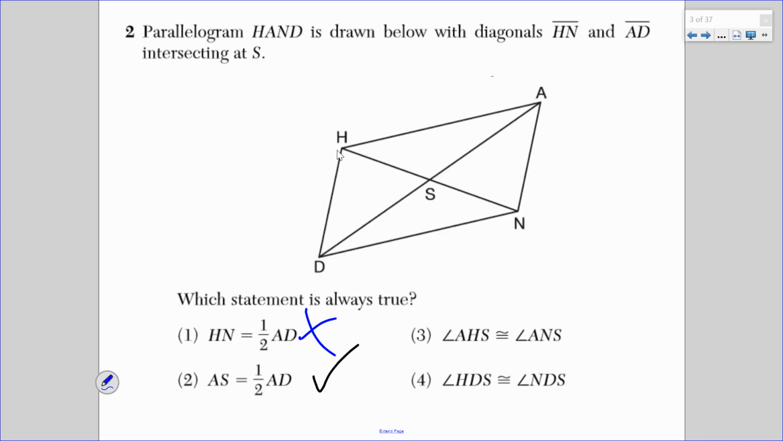I've got angle AHS is congruent to angle AND S. Well, those are not alternate interior angles. They're close to being alternate interior angles. They're same side interior angles, so those are not congruent. And finally, choice four, I've got HDS and I've got NDS. Well, those would be congruent if the diagonals bisect the angles, but no, the diagonals do not bisect the angles in a parallelogram. In a rhombus, they do, but not in a parallelogram. Choice two is your answer.